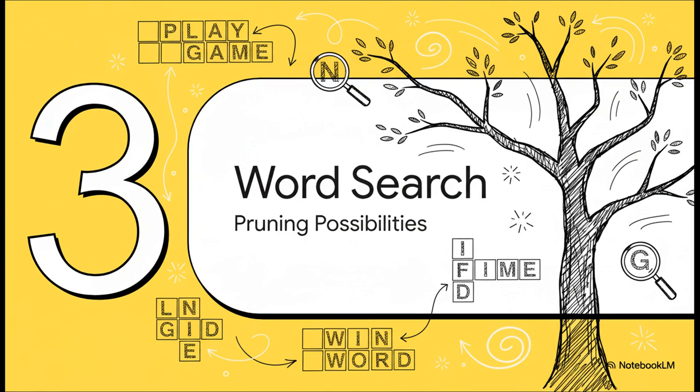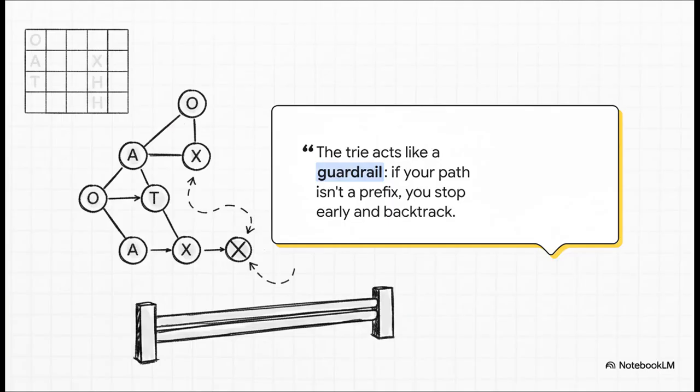Tries aren't just for simple lookups. They are incredible for optimizing really complex search problems, like finding all the words on a Boggle board. I love this quote from our source material because it just nails the idea. Imagine you're scanning a grid of letters. As you're building a potential word, say OAT, you're constantly checking the trie.